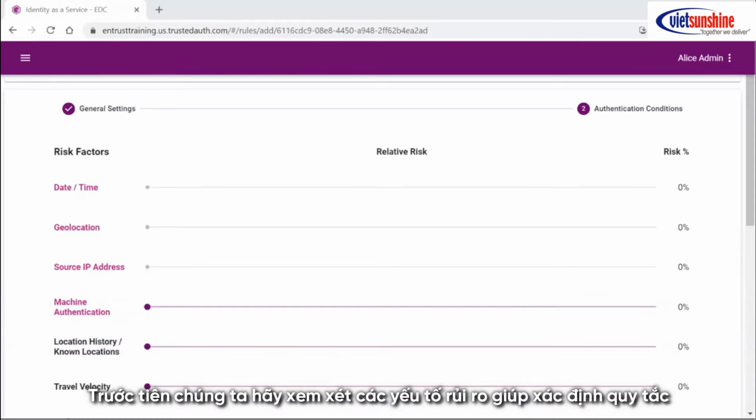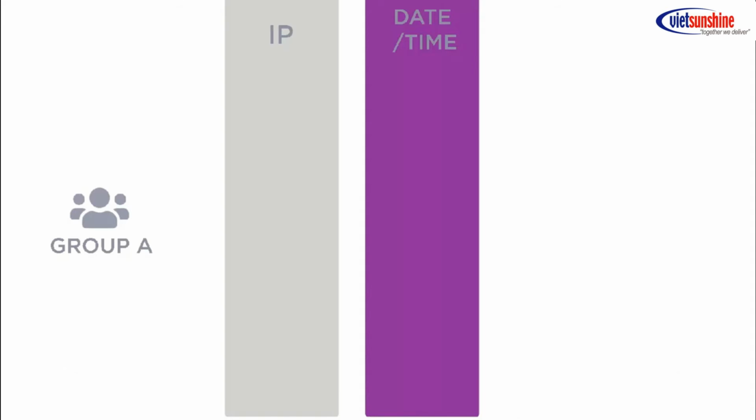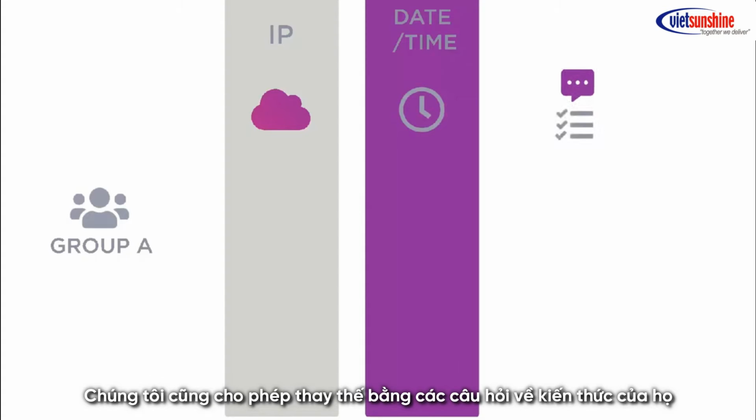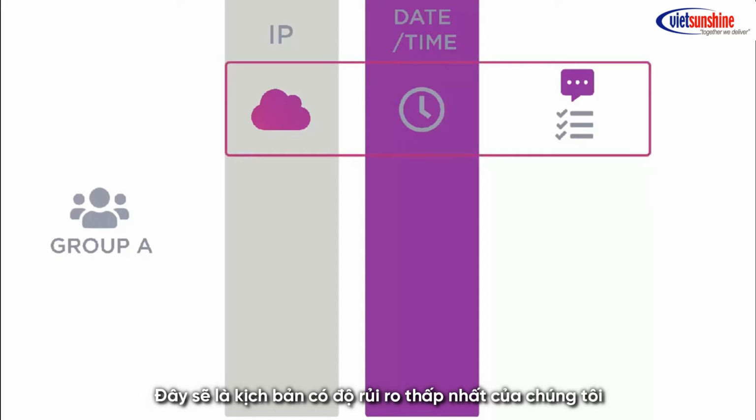Let's first review what the risk factors can help us define in the way of a rule. For our case, we will define the following based on 2 risk factors: where they are connecting from and the time and day of week. Group A can log into the administration portal from within our VPN with just an OTP during 9 to 5 weekdays. We will also allow their knowledge questions as an alternative. This will be our lowest risk scenario.